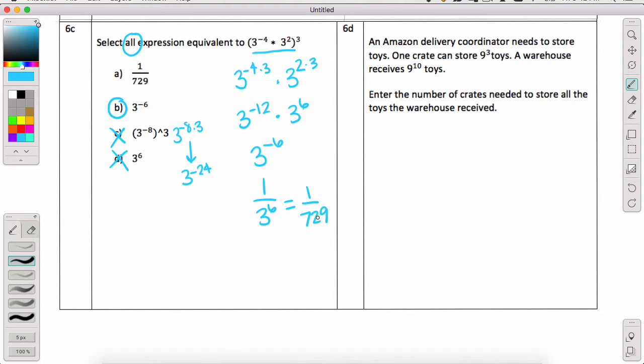You can do that with a calculator, or you could just spend some time multiplying by 3 on your paper. That is also equivalent. Last one. An Amazon delivery coordinator needs to store toys. One crate can store 9 to the 3rd toys.